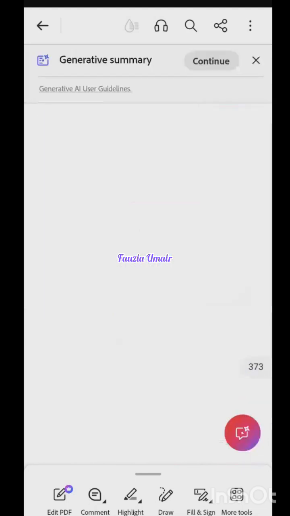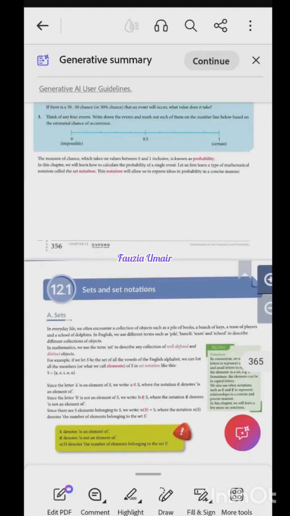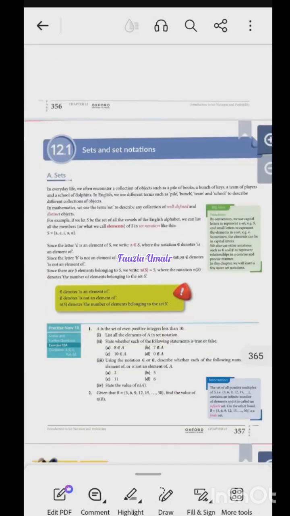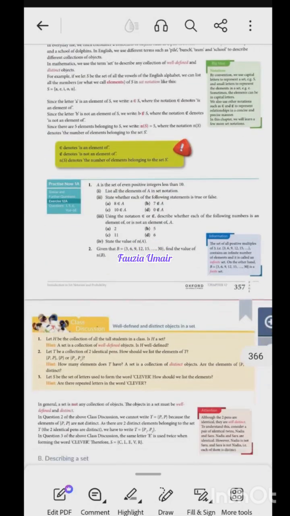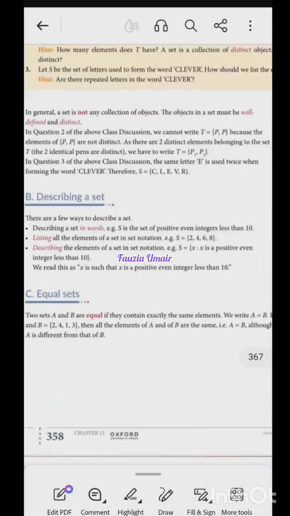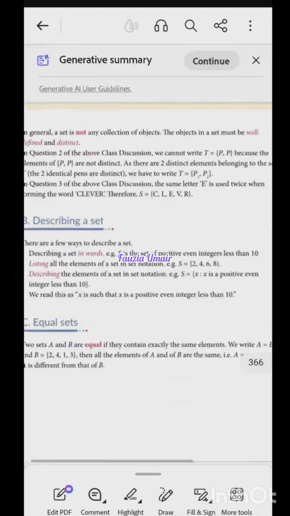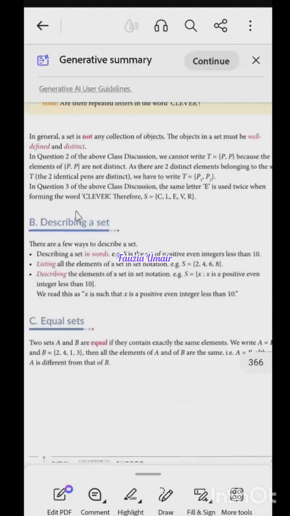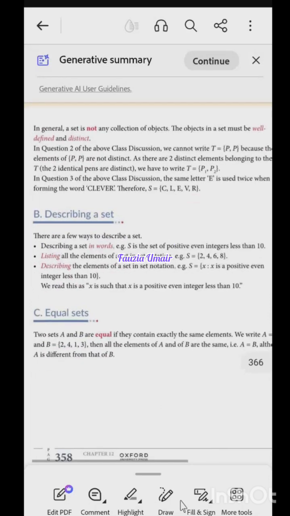Probability will come at the start of this. Look at this, okay. There are 3 ways of describing a set. Describing a set means how you write a set, right? So there are 3 ways.